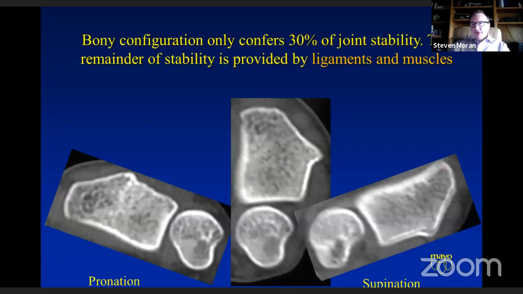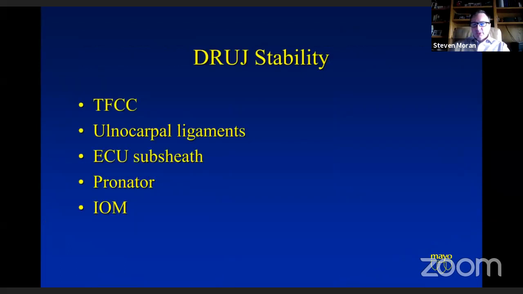So the bony configuration of the sigmoid notch provides only 30% of joint stability. As you move from pronation to supination, the primary stabilizer is going to be the ligaments and muscles of the carpus. And the primary stabilizers can basically be broken down to these five structures: the TFCC, the ulnar carpal ligaments, the ECU subsheath, the pronator, and the interosseous membrane.